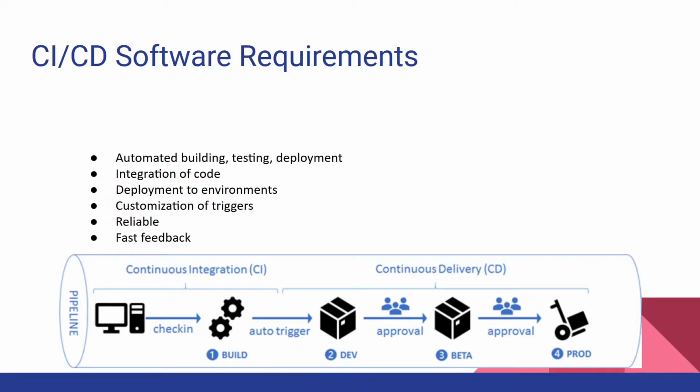Here are some of the problems we found during our review. We identified both functional and non-functional requirements of CI/CD tools. Capabilities required for an adequate implementation of CI/CD software includes automated building, testing, and deployment, integration from code repositories, deployment to different environments, customization of triggers for pipelines, reliable and usable build pipelines, and a fast feedback.